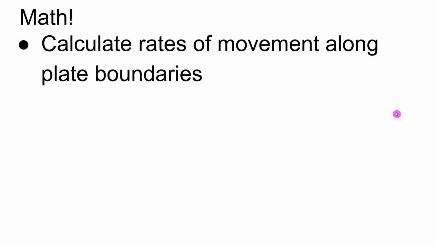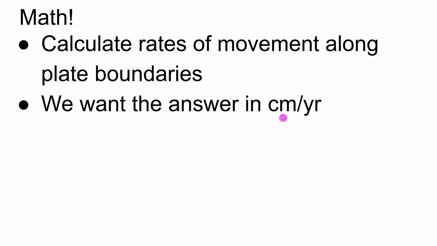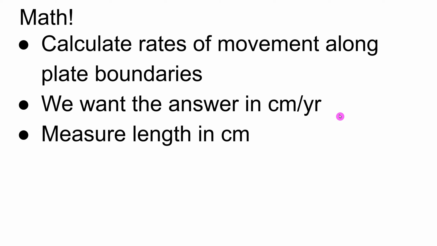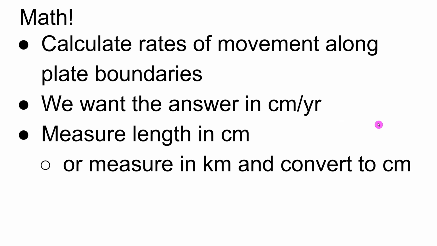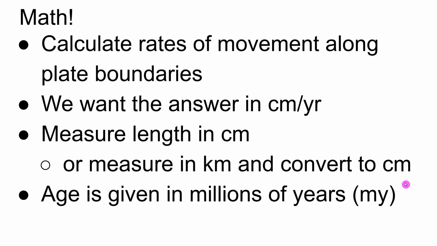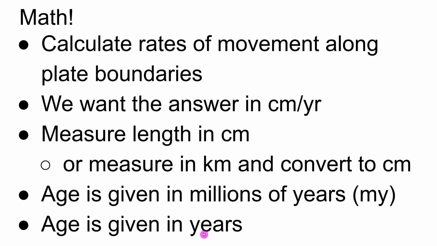So, math. In this lab, we're going to calculate the rates of movement along plate boundaries, and we want the answer in centimeters per year to 1 decimal place. We're going to measure the length in centimeters, or you can measure it in kilometers and convert to centimeters. I'm going to recommend that you measure it in kilometers and convert it to centimeters. Age is given in millions of years for the Hawaiian Islands. Age is given in years.